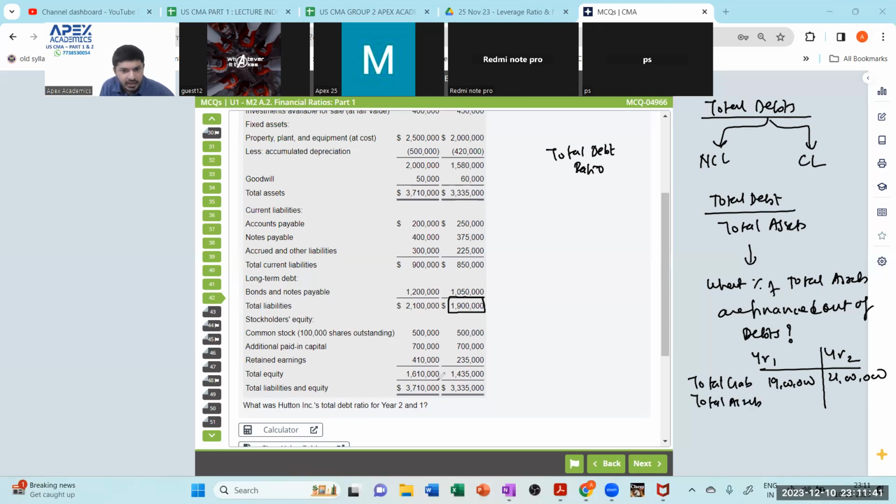Total liabilities and equity means only total assets. Why? Because assets is equal to liability plus equity, the balance sheet equation. So in year 1 how much is it? 33 lakhs 35,000. And this one is 37 lakhs 10,000.